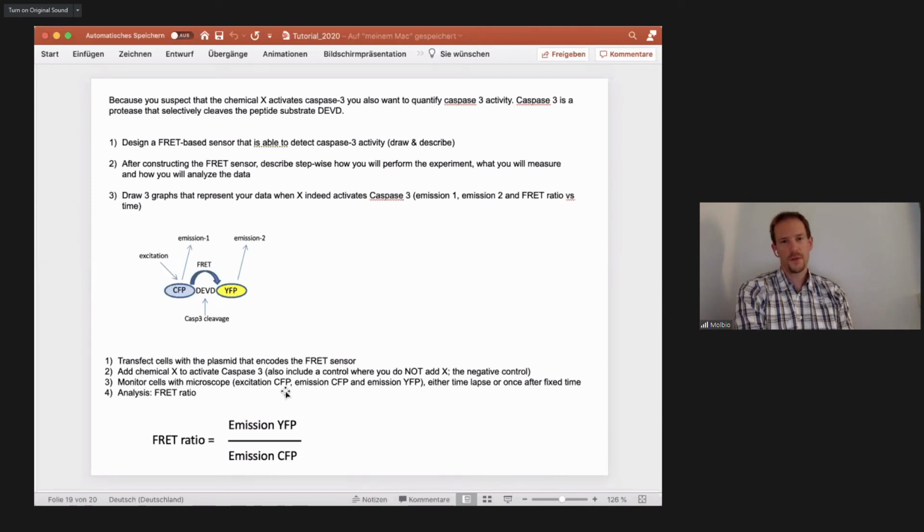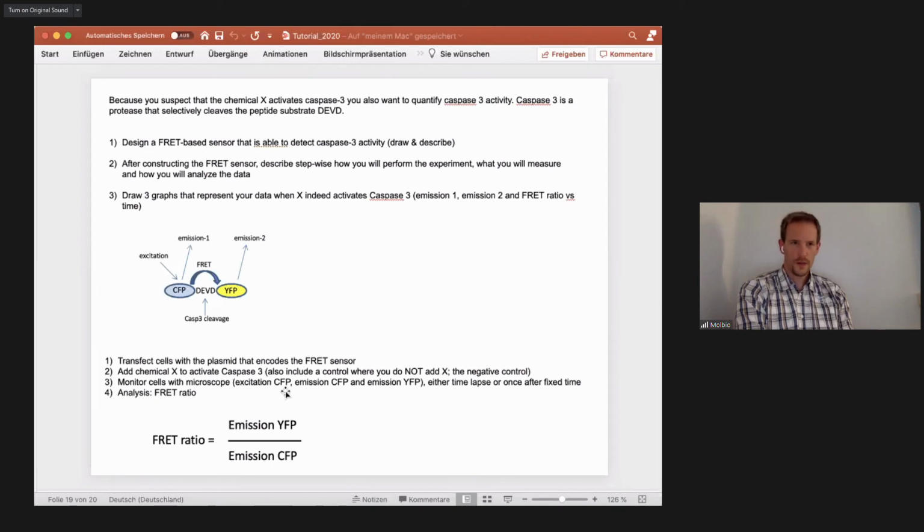Then you monitor with the microscope. So that means you read the excitation of CFP, the emission of CFP, and the emission of YFP, which you do either as a time lapse or at a certain time point. And then you calculate the FRET ratio, emission of YFP divided by emission of CFP.